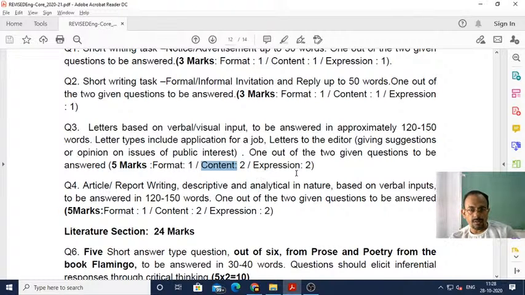And for expression 2 marks. So what is expression, dear students? As I told you already, expression includes your spelling mistakes, your grammatical errors and all that, and also whether you have maintained the sequence of the letter. Your spelling mistakes, your grammatical errors, and whether your letter is organized properly, that is what comes under expression.